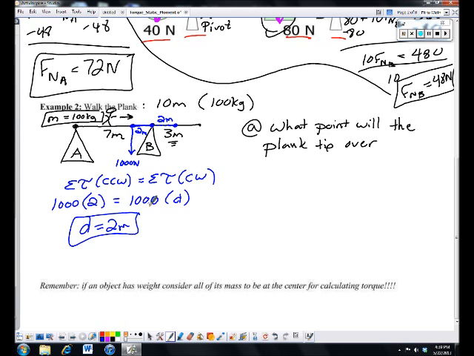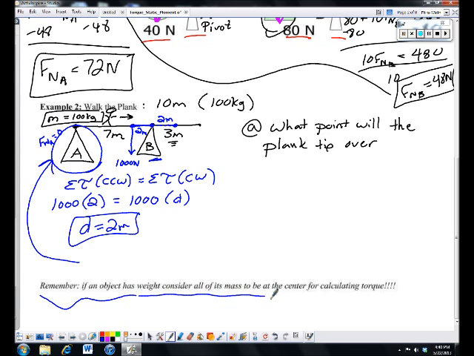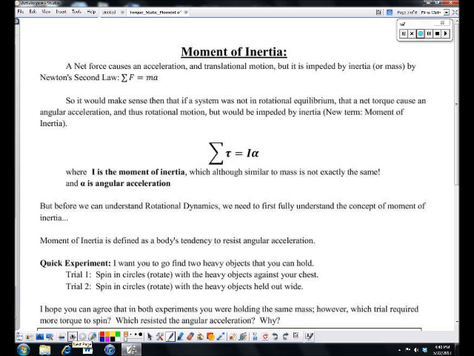Now, by the way, and this is an important conceptual understanding, if you have a double pivot, like this at A and B, when you're tipping over, it's the closer pivot that's going to have all the normal force. This FNA equals 0 right there. Okay? And there's my reminder. If an object has a weight, consider it to be all at the center of mass. So that's it for statics. You'll practice another one for homework.